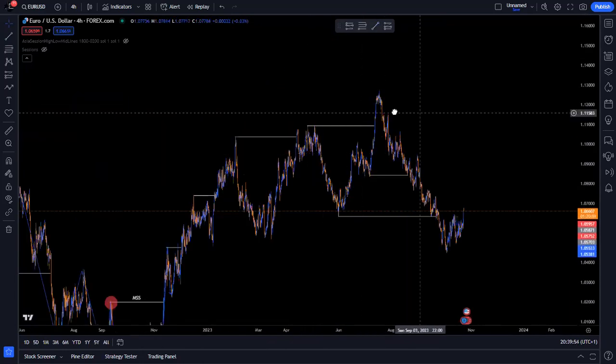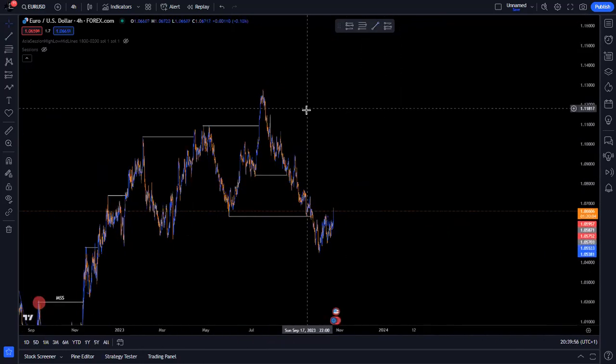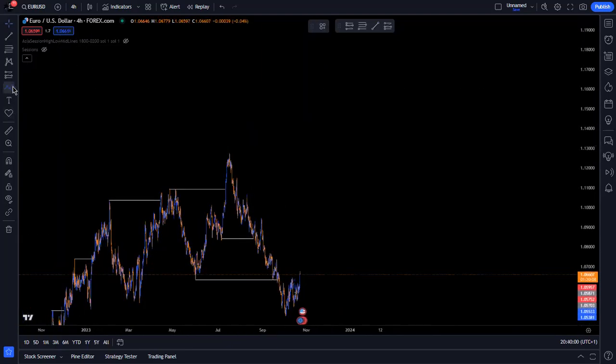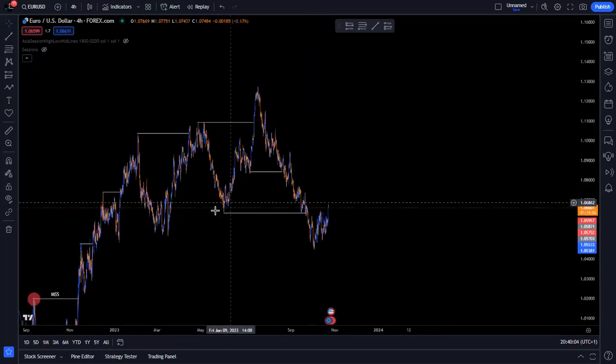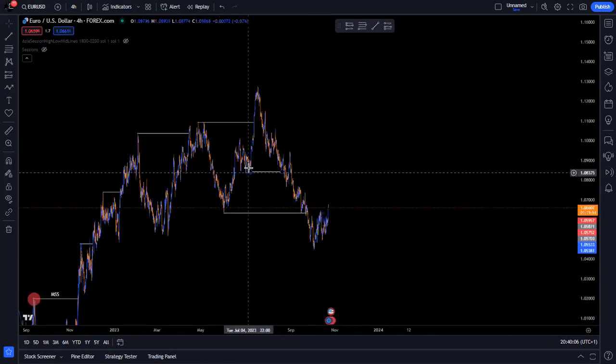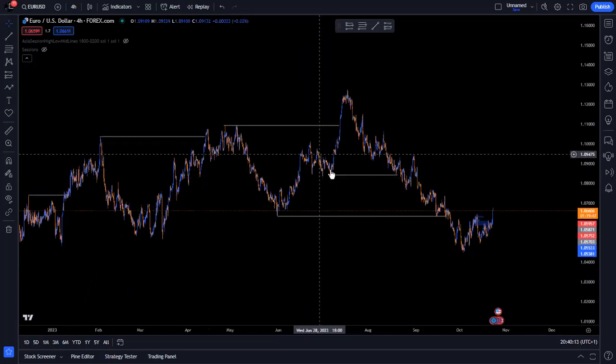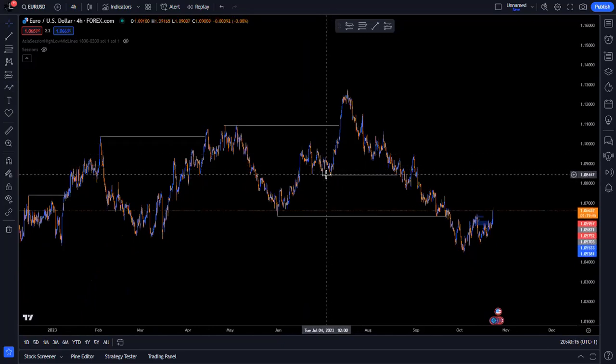Let me explain. I told you guys that we only have a market structure shift when a swing high or low gets violated. What you should ask yourself is, is this a swing low? Now, this particular low here, let me zoom in. This particular low right here is not a swing low. Yes, it is an internal low, but it is not a swing low.